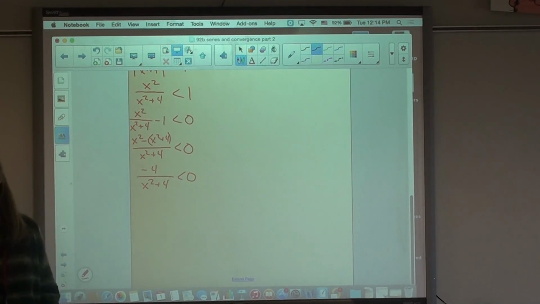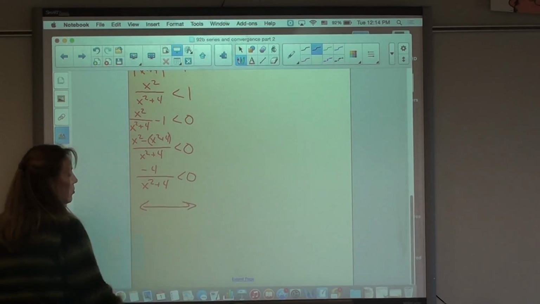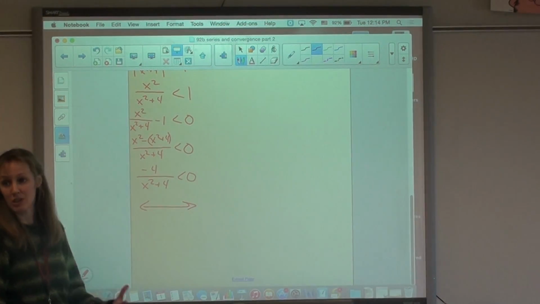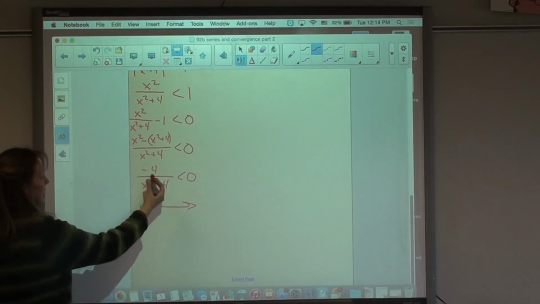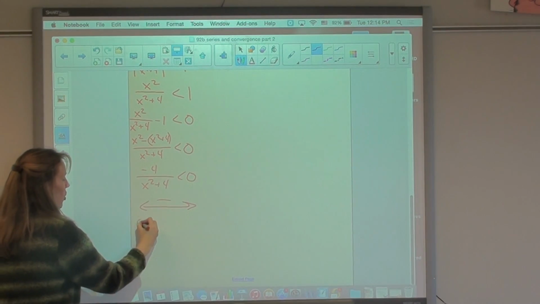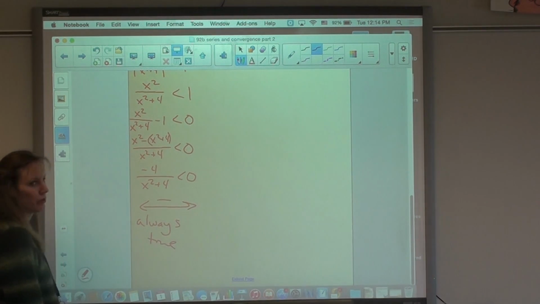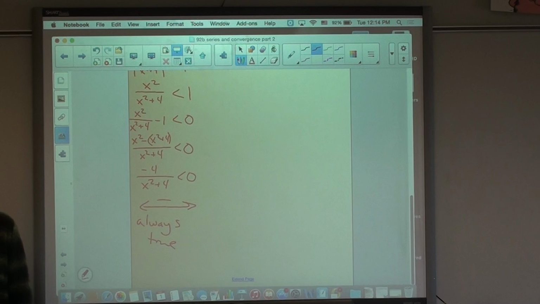Is the bottom ever equal to 0? No, and you can show that by trying to solve it. It doesn't factor. You set x squared plus 4 equal to 0, you get x squared equals negative 4, which can't happen, right? So there's no zeros on the bottom, there's no zeros on the top. So you have a sign line with nothing on it. This whole thing is just one sign. And what is that sign? That sign is negative. Which means this thing is always true. True for all real numbers. So there's your analytical way of proving it.